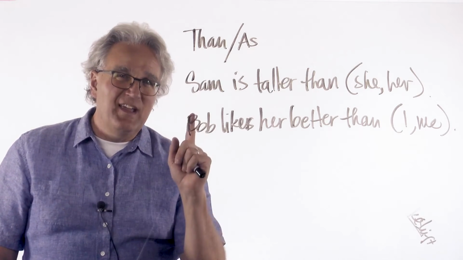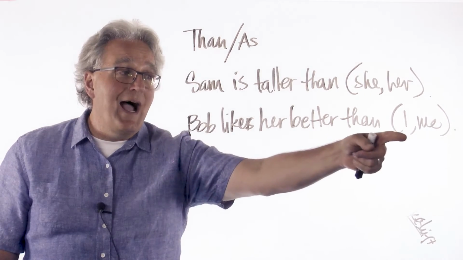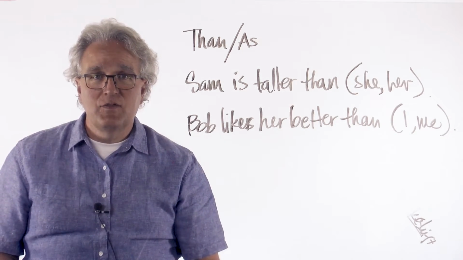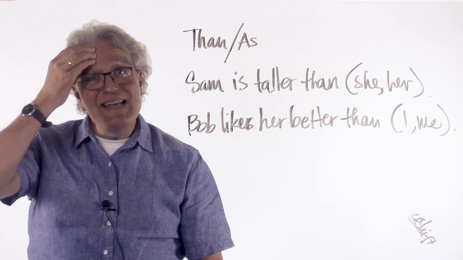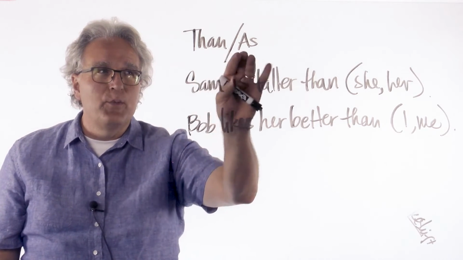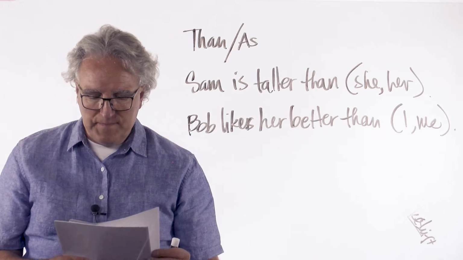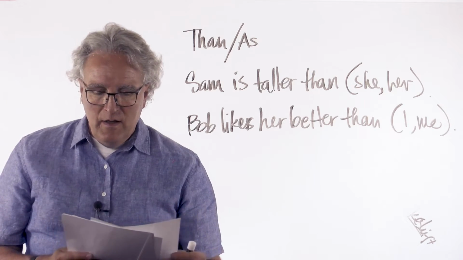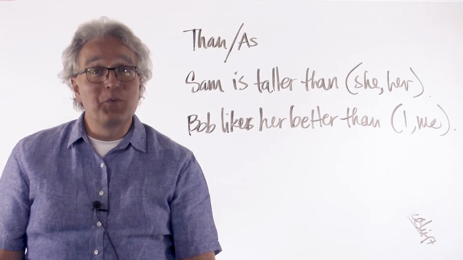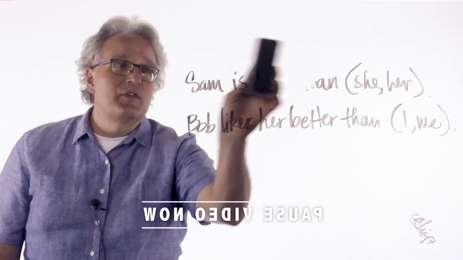But if we are thinking of this sentence as Bob likes her better than I do, then it needs to be I. All right, so it just depends on what the meaning is, whether we use I or me. So you have to be careful with these than or as comparisons. All right, now would be the time to stop the tape and do exercise 8.3 to get some practice using some of these items that we've just covered.